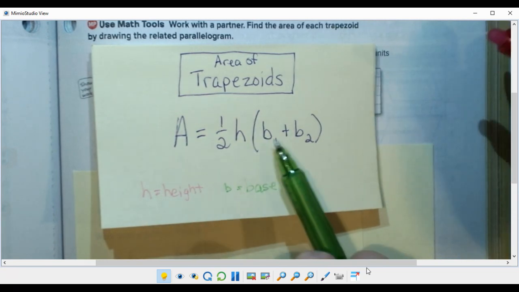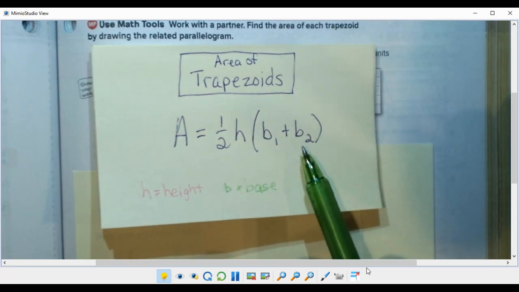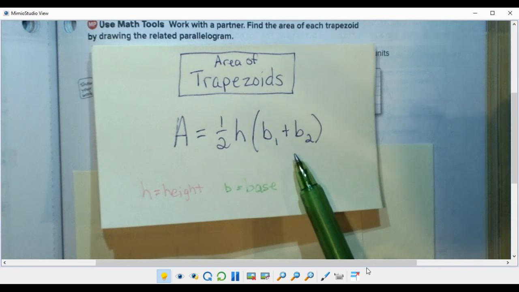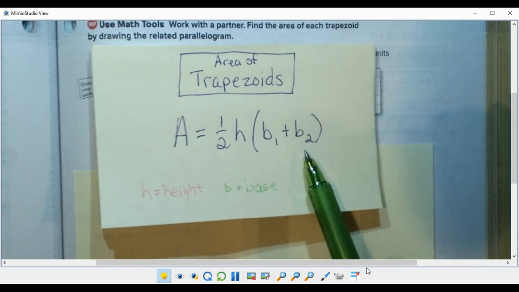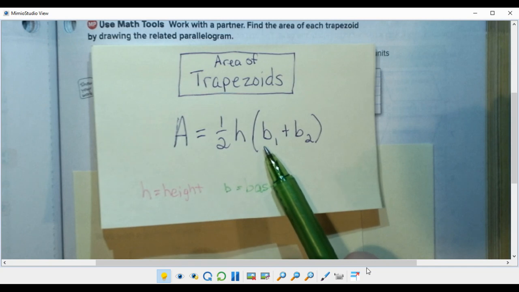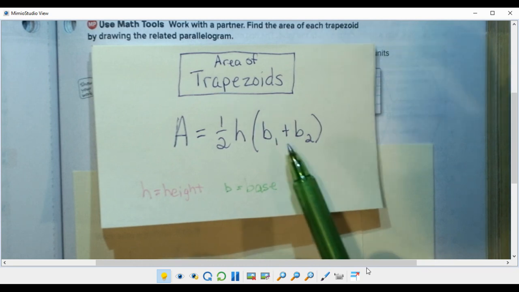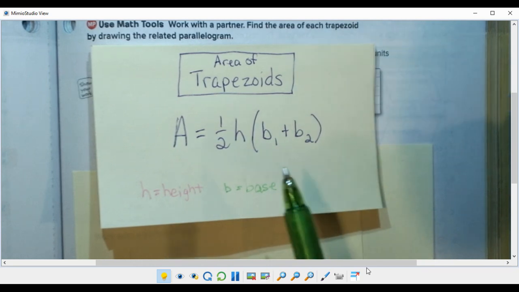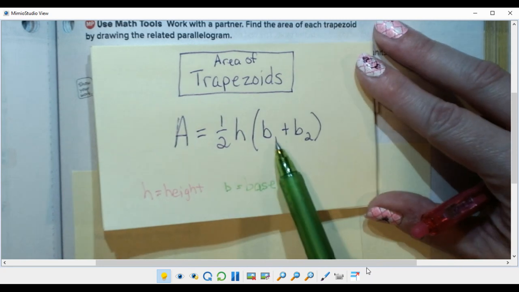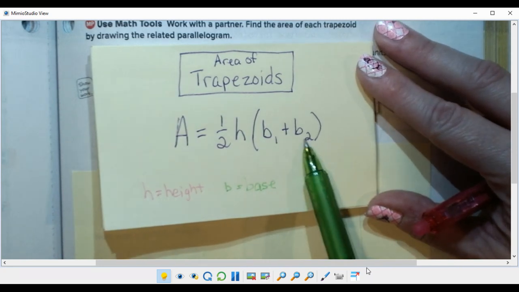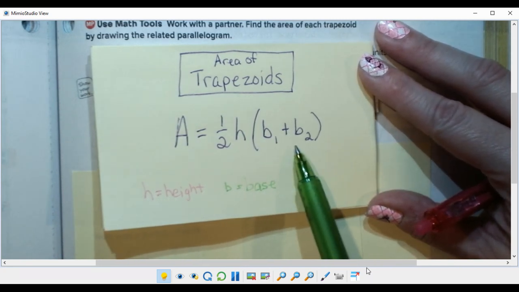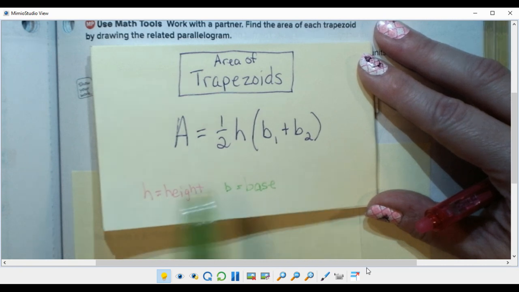Now, this says base 1 and base 2. They are usually two different numbers, but it doesn't matter which one you put in here. In the same exact problem, I could call a number base 1, and you might call that number base 2. But then what you put here, I would put here. It's just a way of saying these are the two bases, the parallel lines. They're the ones that go together. We have to distinguish them because if we put b plus b, they would have to be the same number, and often they are not the same number. So that's why we have b1 plus b2.